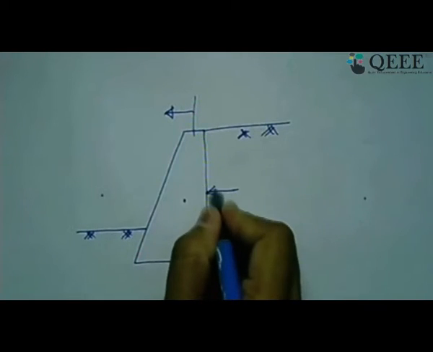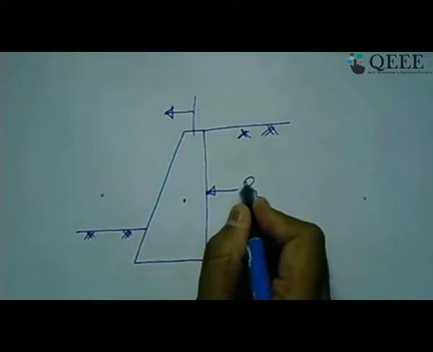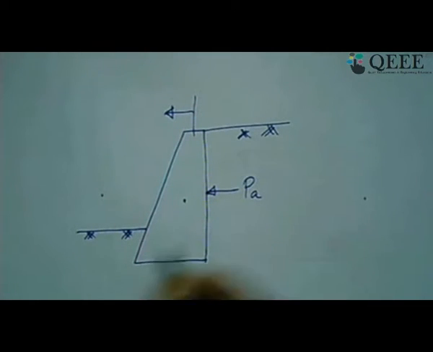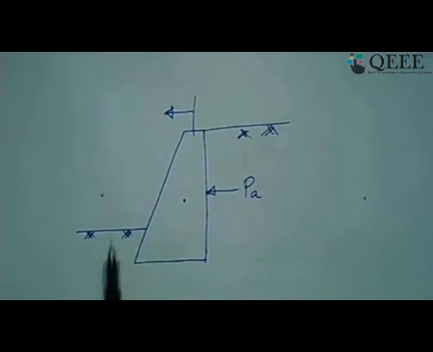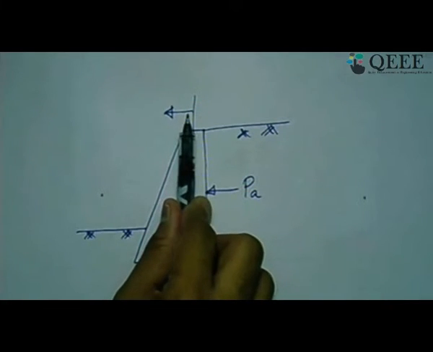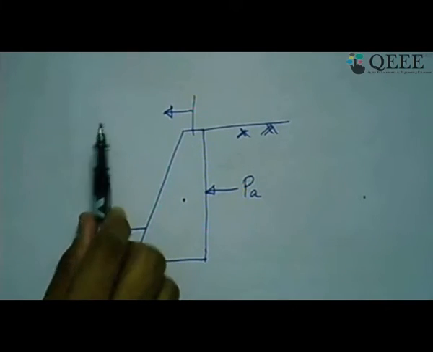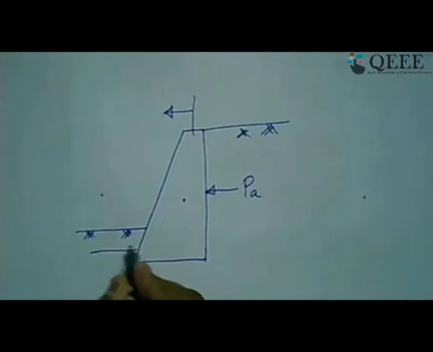So we have active state of earth pressure from this side, because the wall is moving away from the backfill. But for this backfill, what happens? It happens that the wall is moving towards the soil. So this side of the wall will be the passive state of earth pressure.